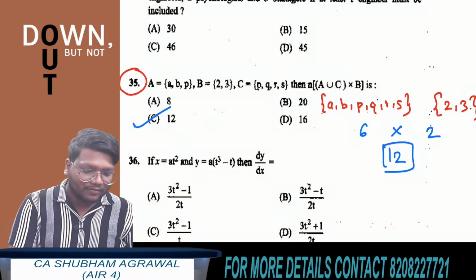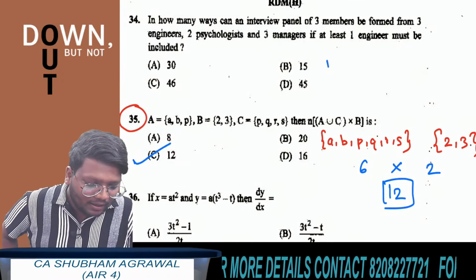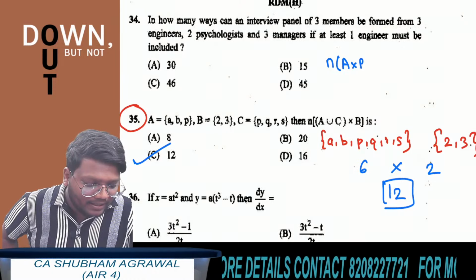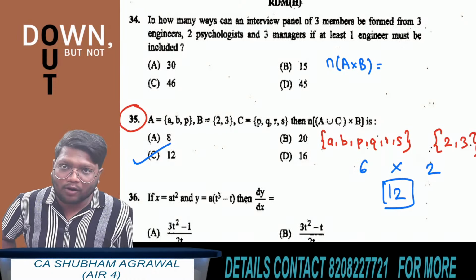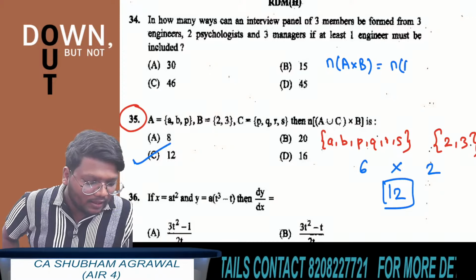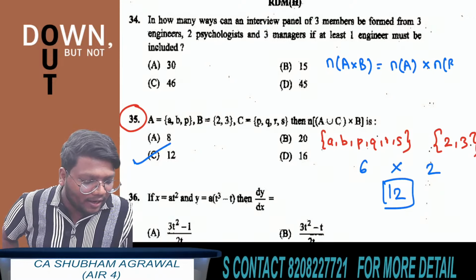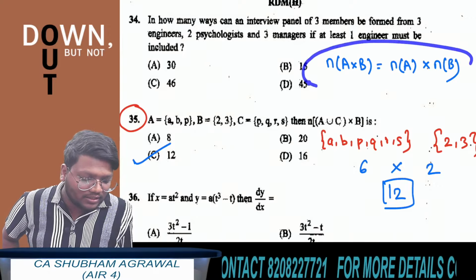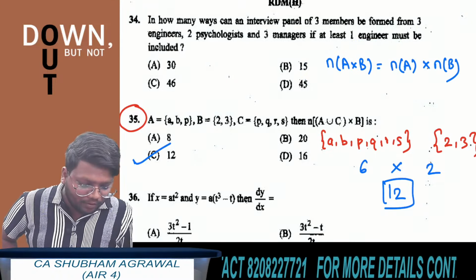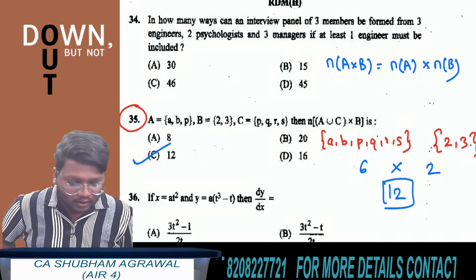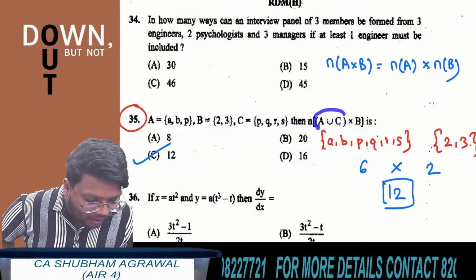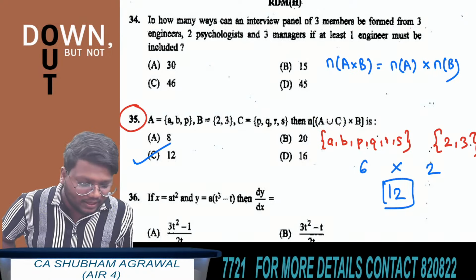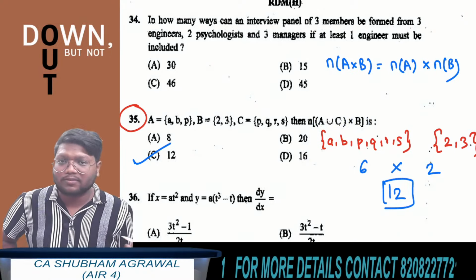We already know that the number of ordered pairs in A cross B is n of A multiplied by n of B. So we have used this concept to get the answer for question number 35. First we computed the number of elements in A union C, which is 6, and the number of elements in set B is 2. So 6 multiplied by 2 is what?